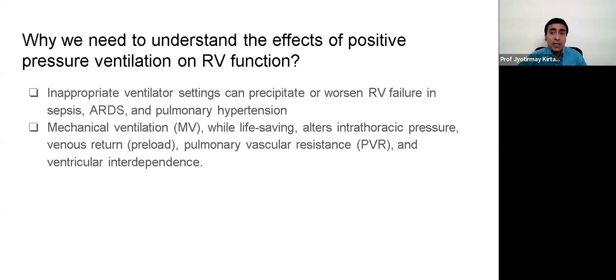Because of RV failure. As you know, the cardiac output, the very basic definition, is stroke volume times heart rate, but the stroke volume is the amount of blood ejected by each ventricle. It's not about just the right or the left, because if one ventricle fails, the other will definitely fail, just by the equation of mass.